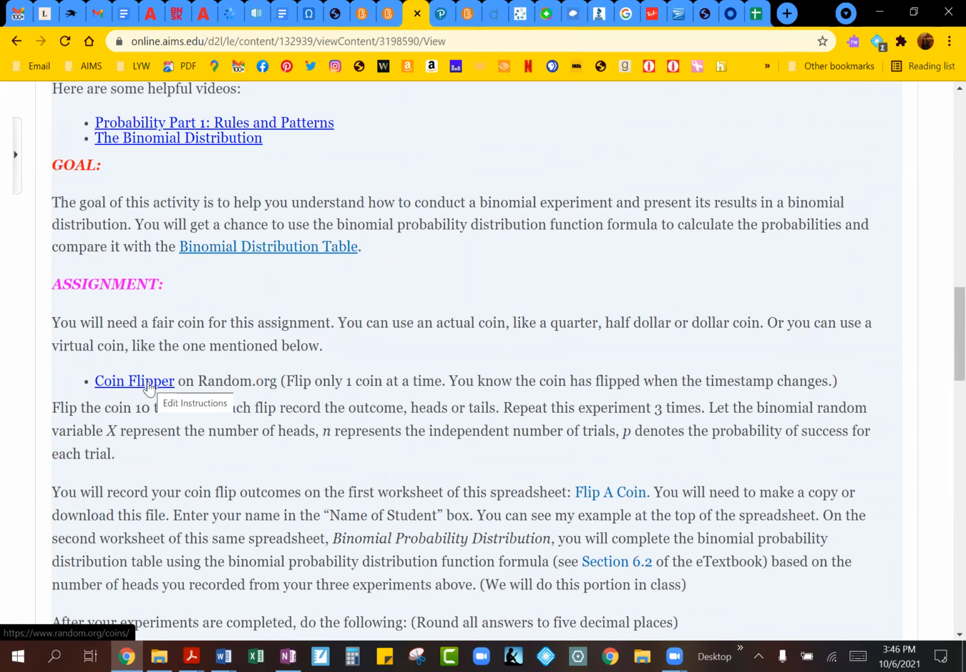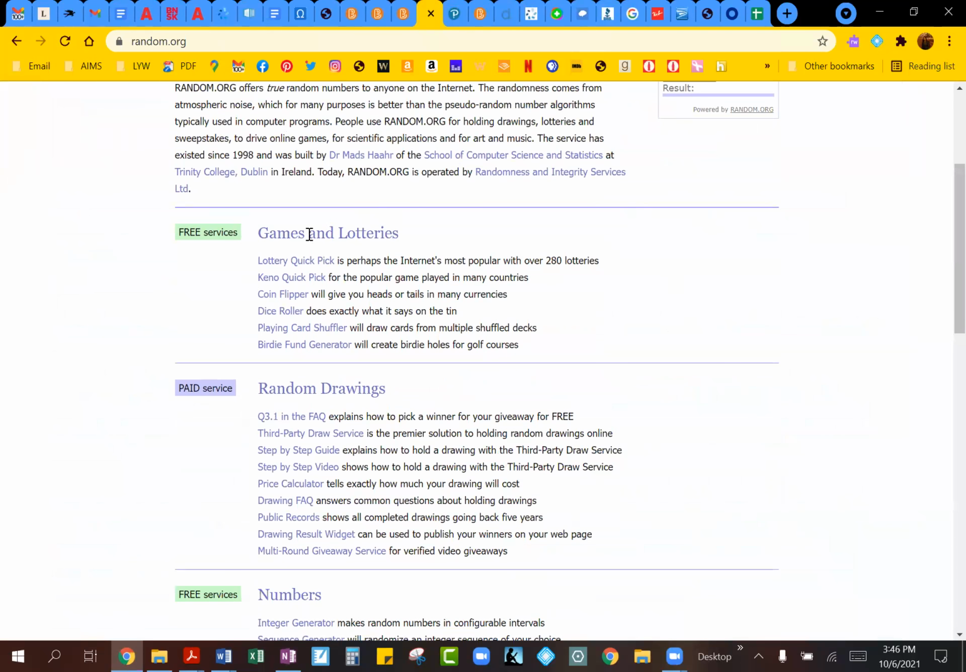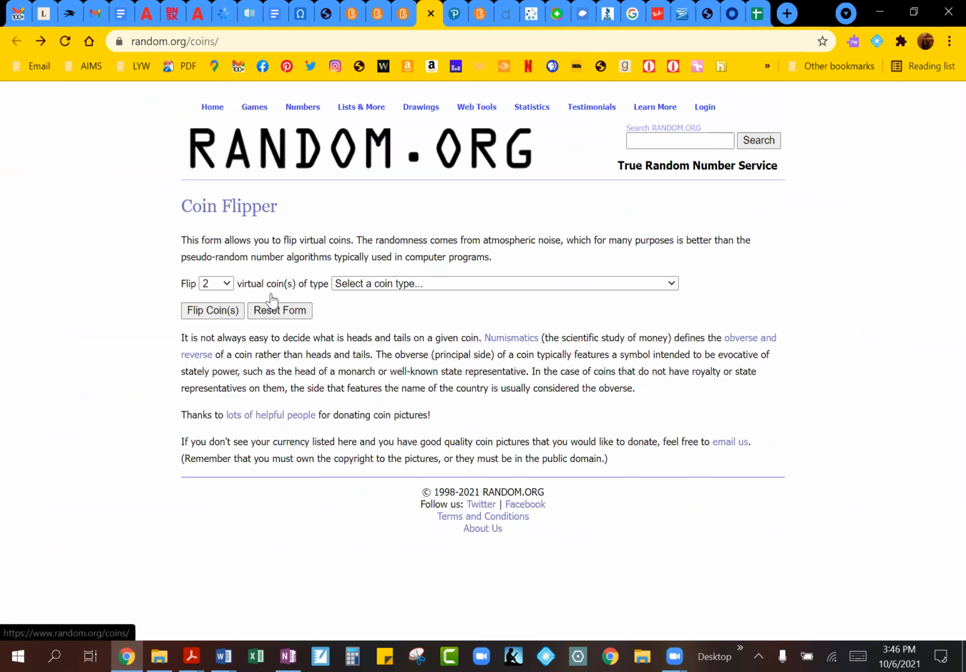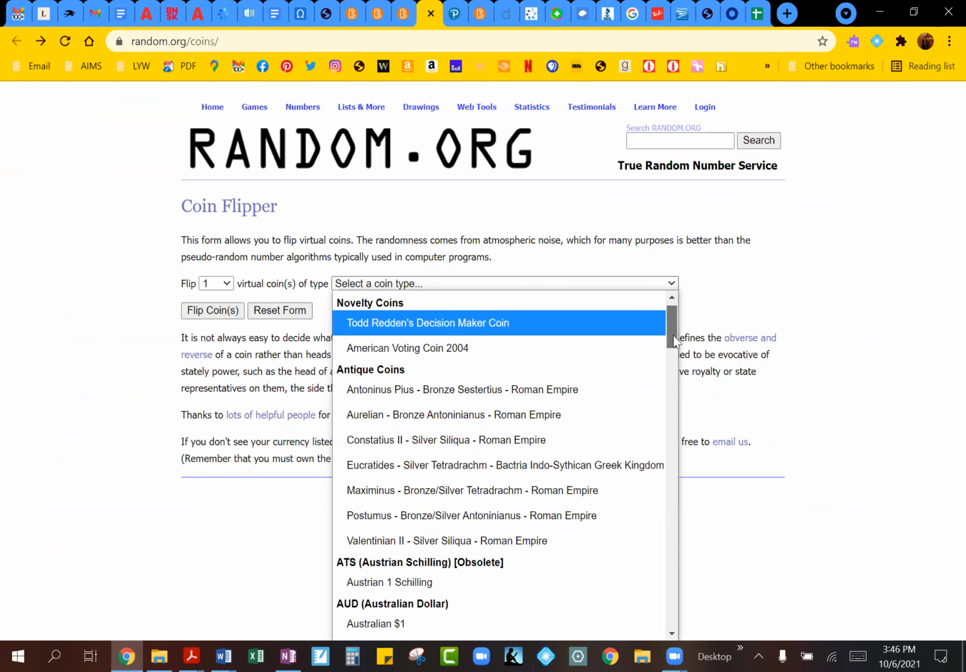Since, if you are like me, you probably never have change on you, you can use a coin flipper built into our random.org website. If you go to the homepage, you will see the coin flipper is your third one over here. Just click on that. All you are doing is flipping one coin, because I was trying to keep this as simple as I could. You can select what coin you want.